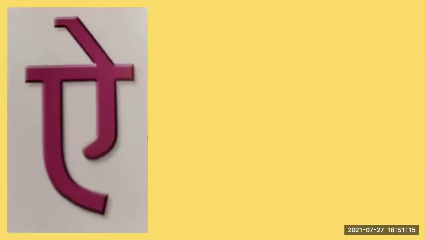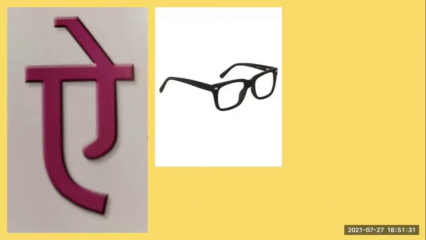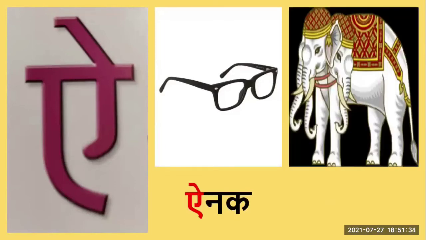After A comes the letter I. When you see the A and there is one small straight horn above the letter A, it becomes I. This letter is called I. I, say Ainak. Ainak means specs.